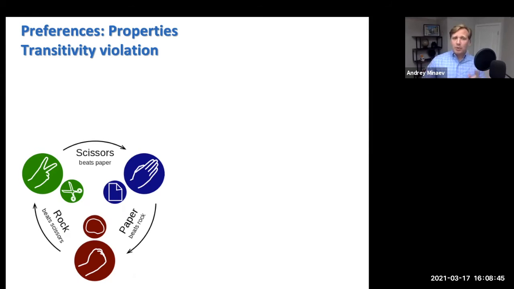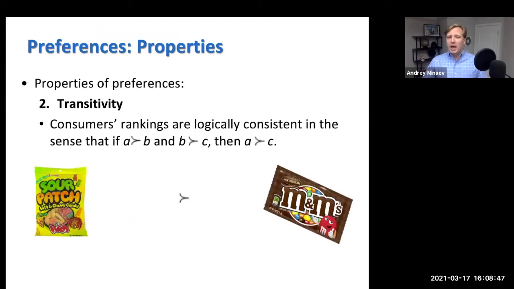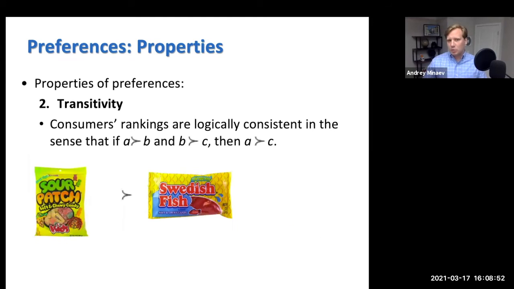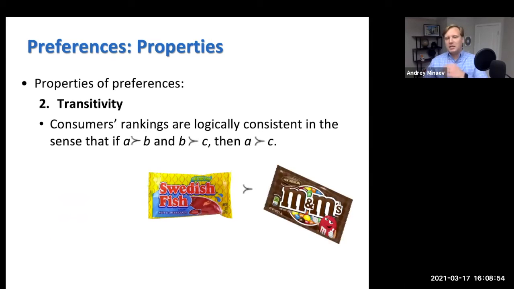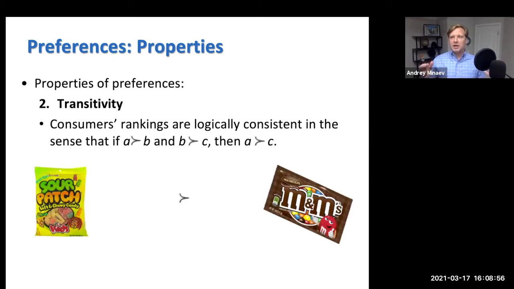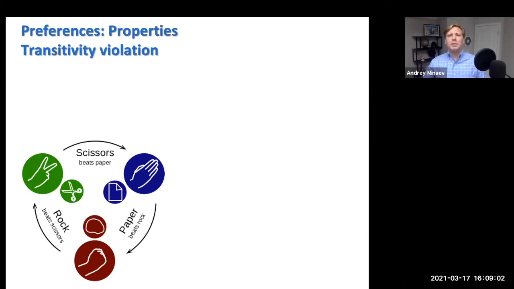In the previous example, when we had transitivity, Sour Patch was the best product for me among these three products, because Sour Patch is better than Swedish Fish, which is better than M&Ms, and Sour Patch is better than M&Ms. So Sour Patch is better than the other two, and we can pick the best product. Here we cannot pick the best product, right? Because for any of these three options, we have something which is better and something which is worse. That is maybe the easiest example of when transitivity of preferences is violated.